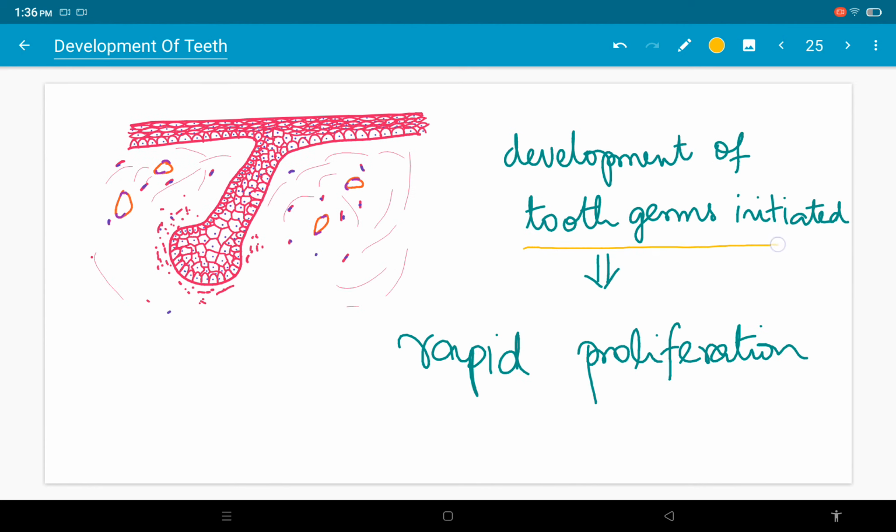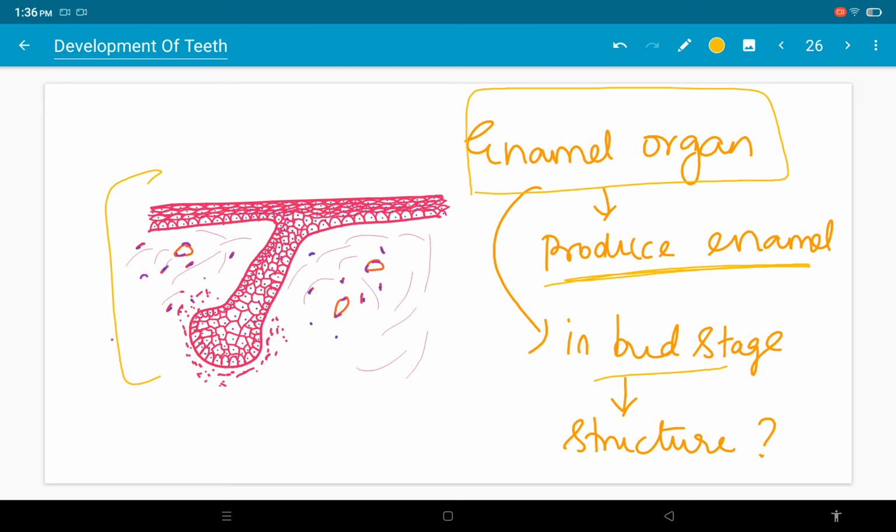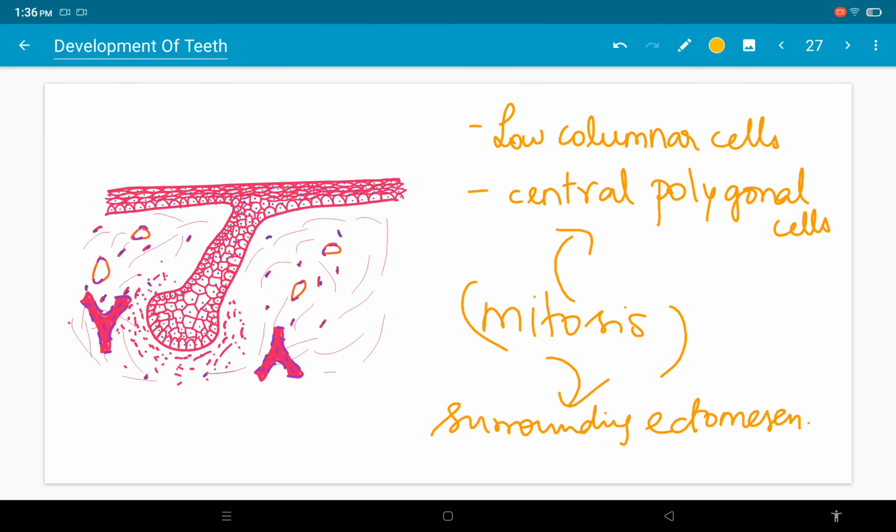Development of the tooth germ is initiated after this, followed by rapid proliferation of both the enamel organ and the surrounding ectomesenchyme. At this stage it is called the enamel organ. The main function is to produce enamel. In the bud stage, let us see how the structure will be. The structure will be like this.